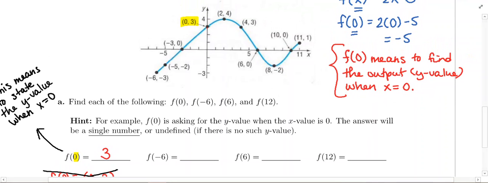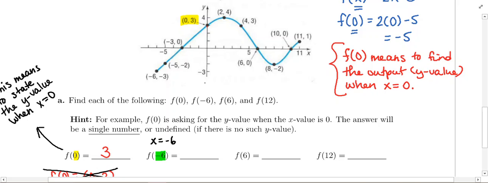If we move on to the next one, now we need to find f of -6. Whatever's inside the parentheses, that's what your x value is going to be. So here x is equal to -6. You need to go to the x-axis and locate -6. On the x-axis, here's -1, -2, -3, -4, -5. Here would be -6 right here. But you've got to go down to the graph and find the corresponding point on the graph, and that's going to be right here. So this point is telling you if x is -6, the y value is -3.